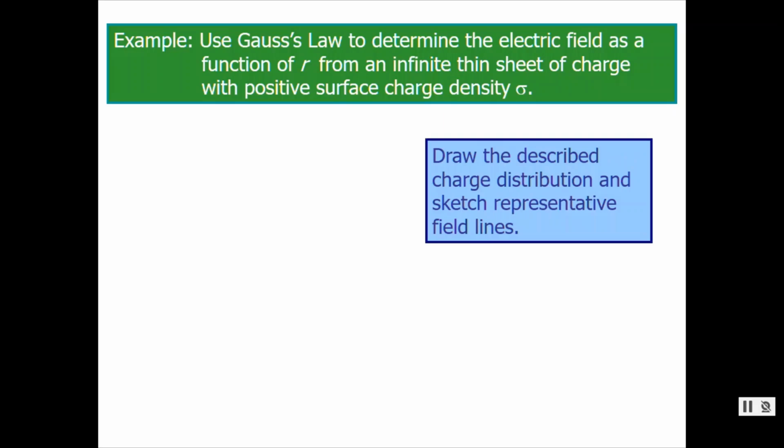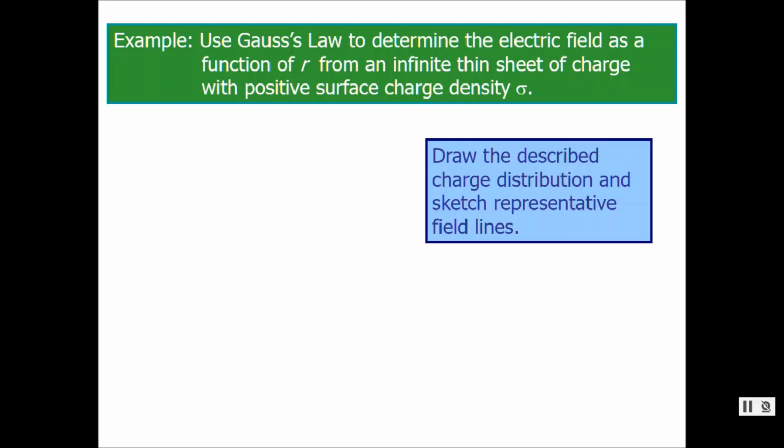All right, so you're going to work on your derivation packet starting today. And so I'm going to do another example of how you do the derivations. We're going to use Gauss's law to determine the electric field as a function of R from an infinite thin sheet of charge with positive surface charge density. So we're going to go through the steps, and like I said, these are the same steps in your derivation packet.